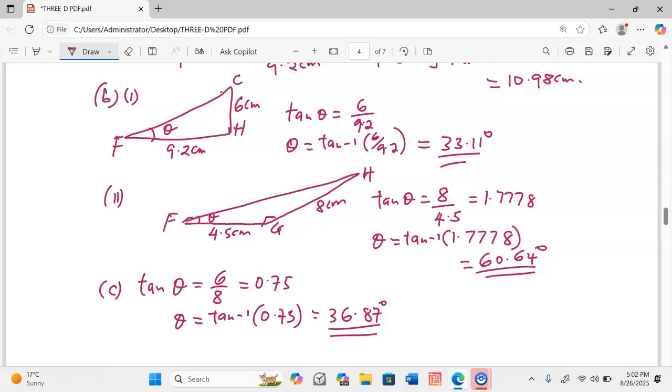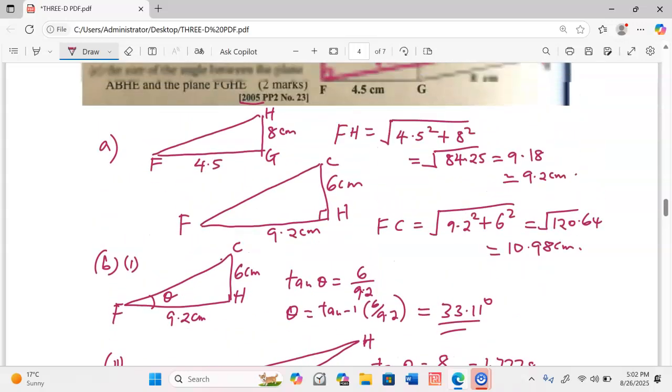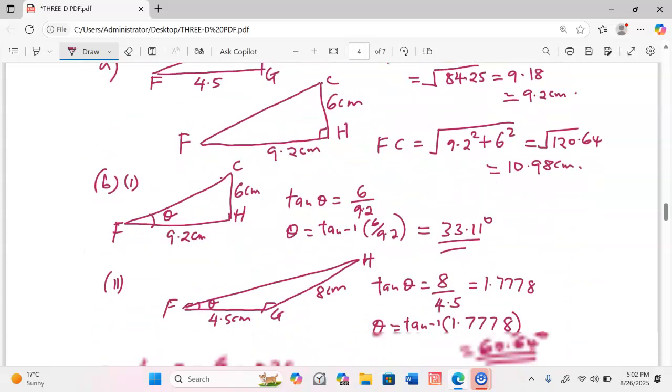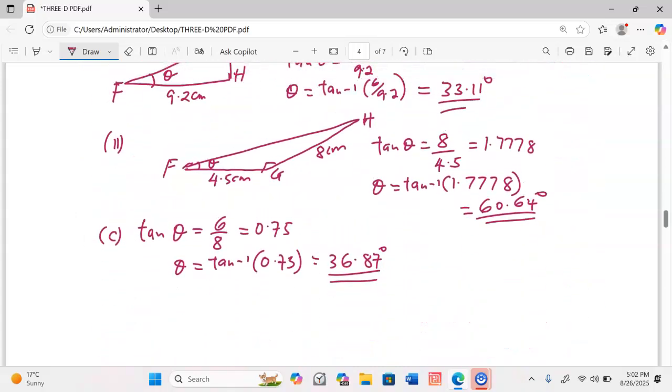You can also find this angle by using, because FH is going to be 10, because AE is going to be 10, you can also use cosine rule to try and get the value of angle theta.